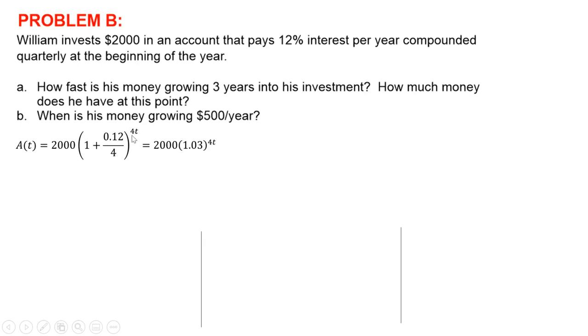So you divide by the 4 and you multiply by the 4 up here. And t, of course, represents the number of years. Why did we have 1 plus? That is the actual formula for compound interest. Can you explain each part of the equation again?